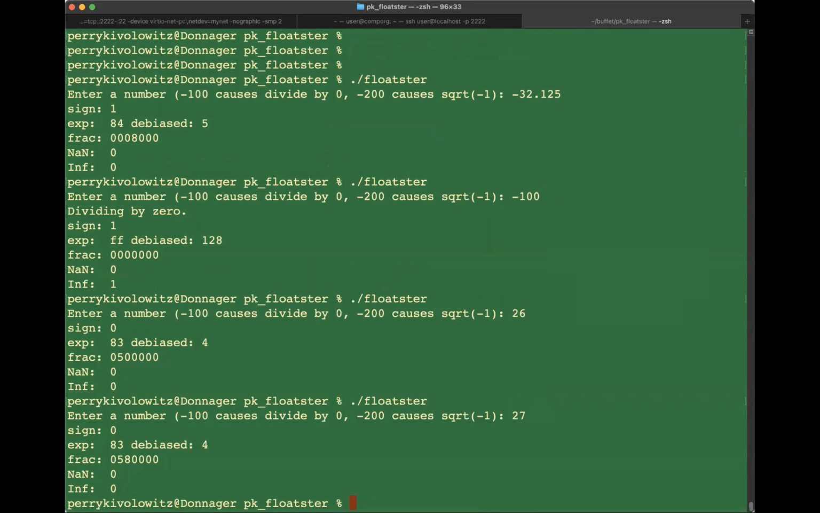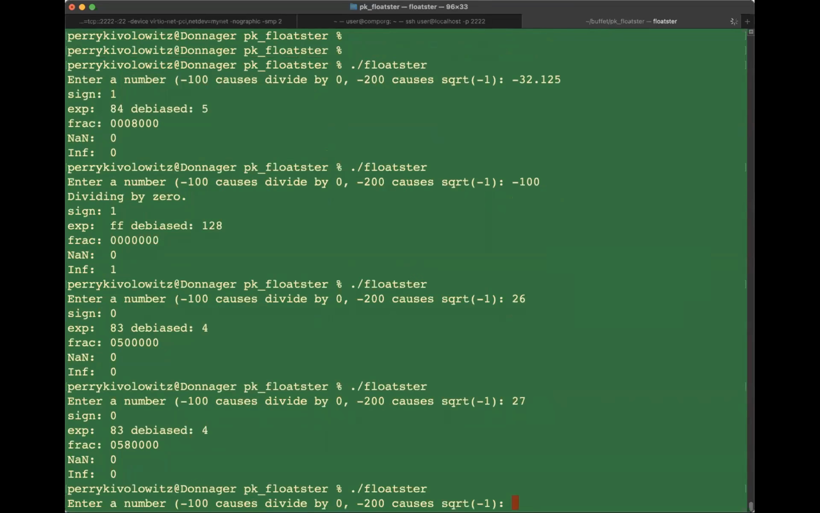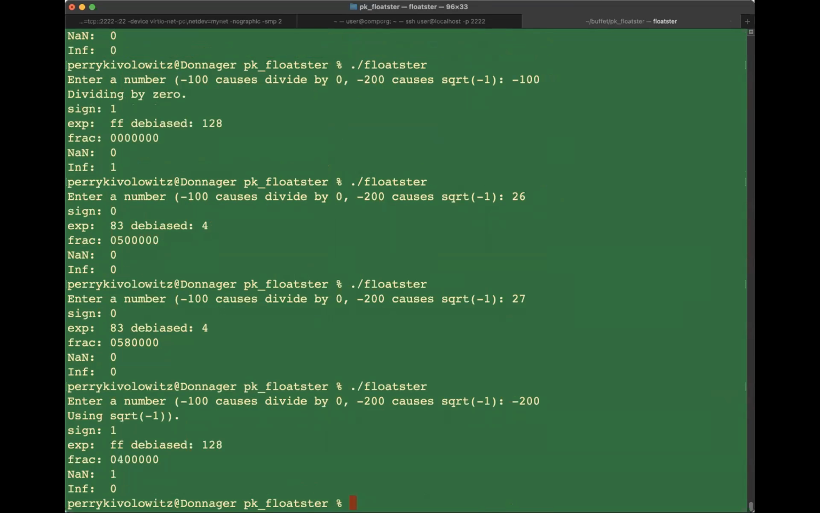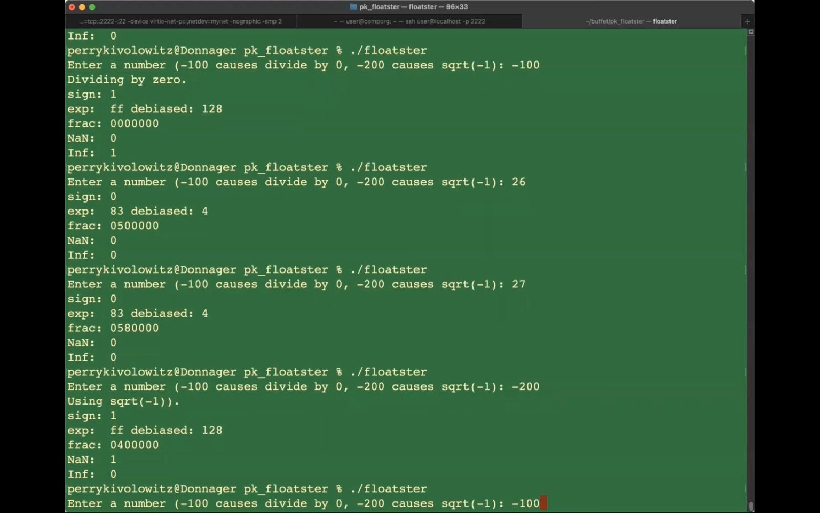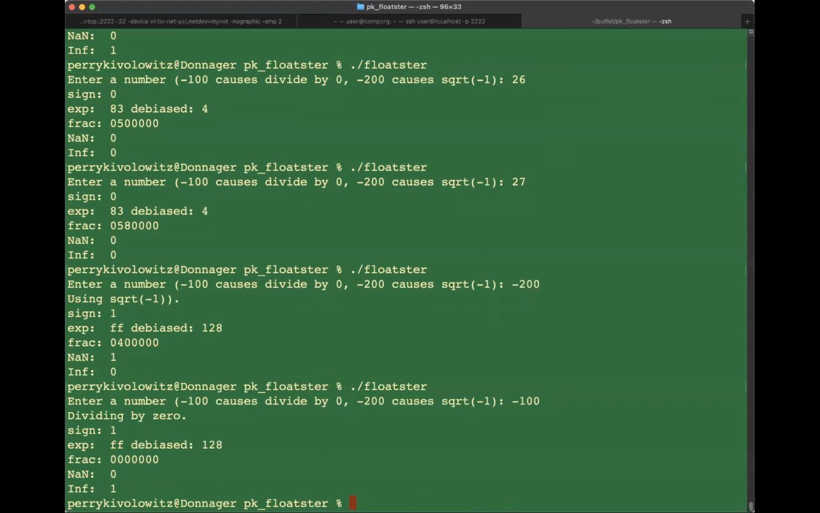Okay. Now let me show you not a number. So I'm going to enter this -200, which is a flag. It's not the actual value. This is going to give me the results of the square root of -1. Okay, so take a look at the difference between, I'll run this one again. Take a look at the difference between these last two.